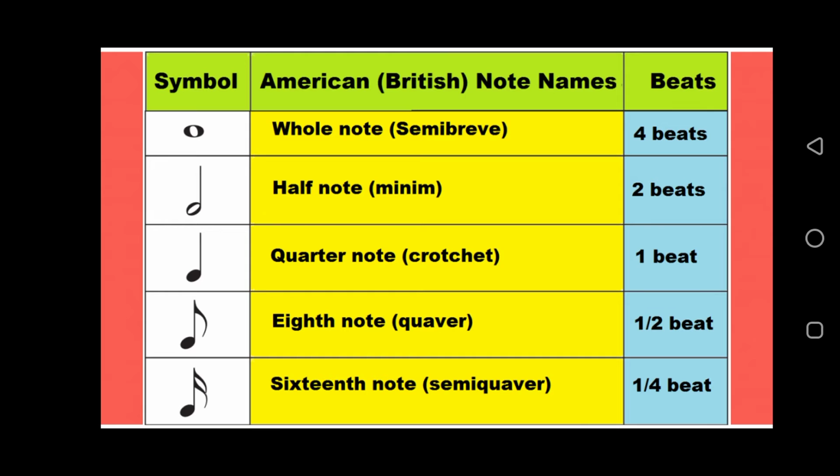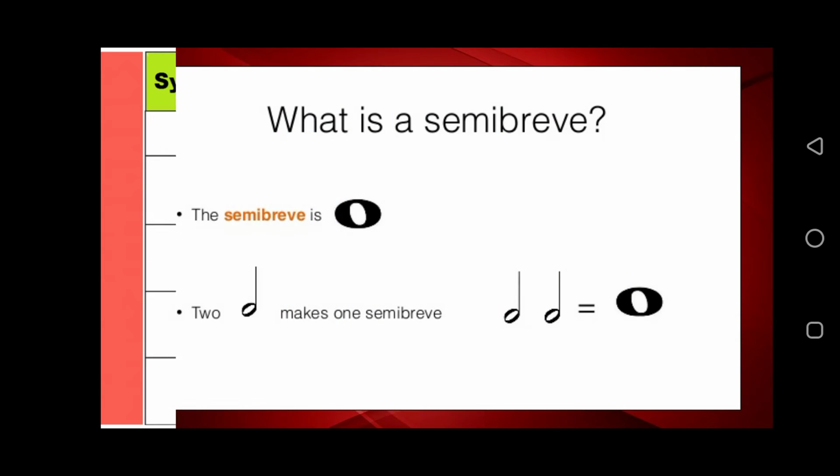We have the minim, is half note, is 2 counts. We have the quarter note, which is also called crotchet. It has 1 count or 1 beat. Then we have the eighth note, is also called quaver. It has half beat. Then we have the last and the fifth one there as the 16th note in American, and in British is called the semi-quaver. This is 1/4 what? Beat. All right, so these are the 5 we're going to be looking at.